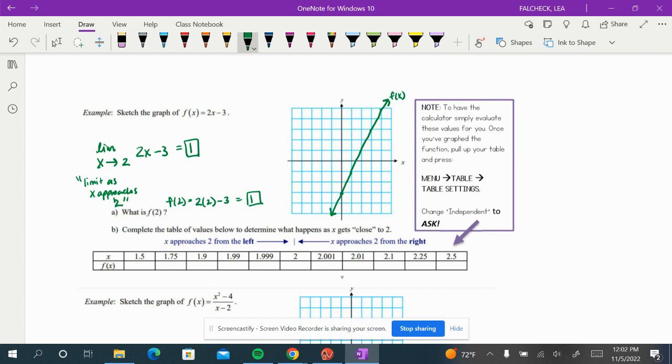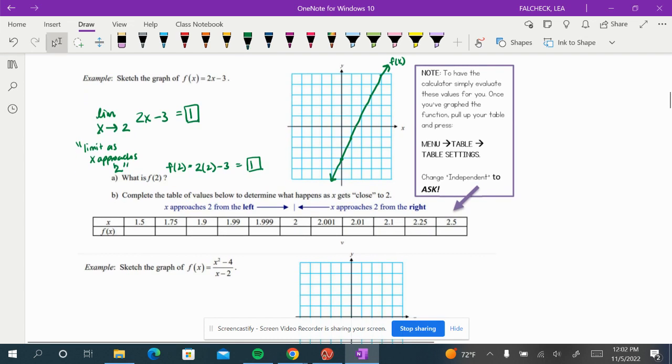Okay? So part B says, complete the table of values below to determine what happens as x gets close to 2. So now we're thinking in terms of as x approaches 2 from the left. Notice how all these values are to the left of 2 on the number line, and they get increasingly closer to 2 as we approach from the left, right? So we start by getting to 1.5, and then we get closer and closer until we get right next to 2. 1.99999 is right next to 2.